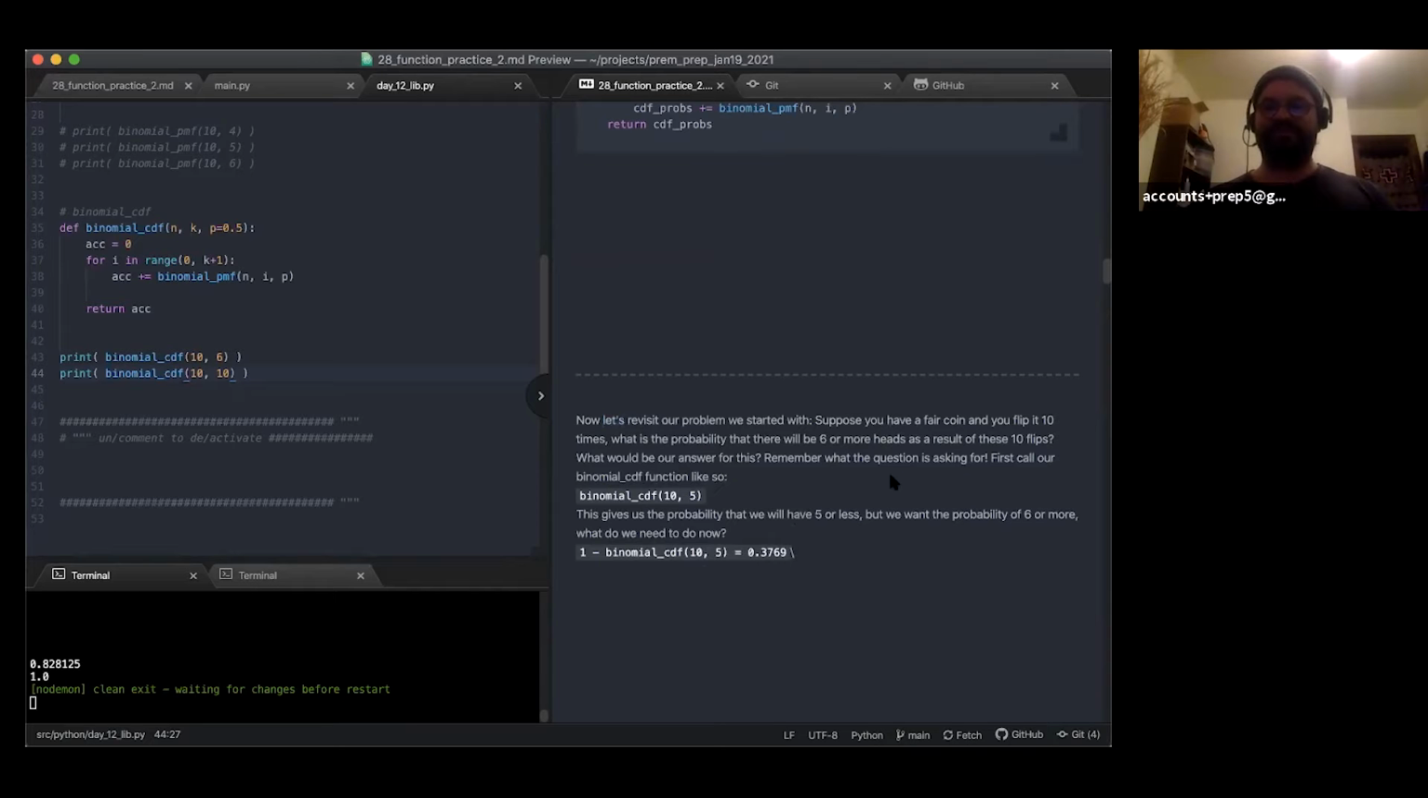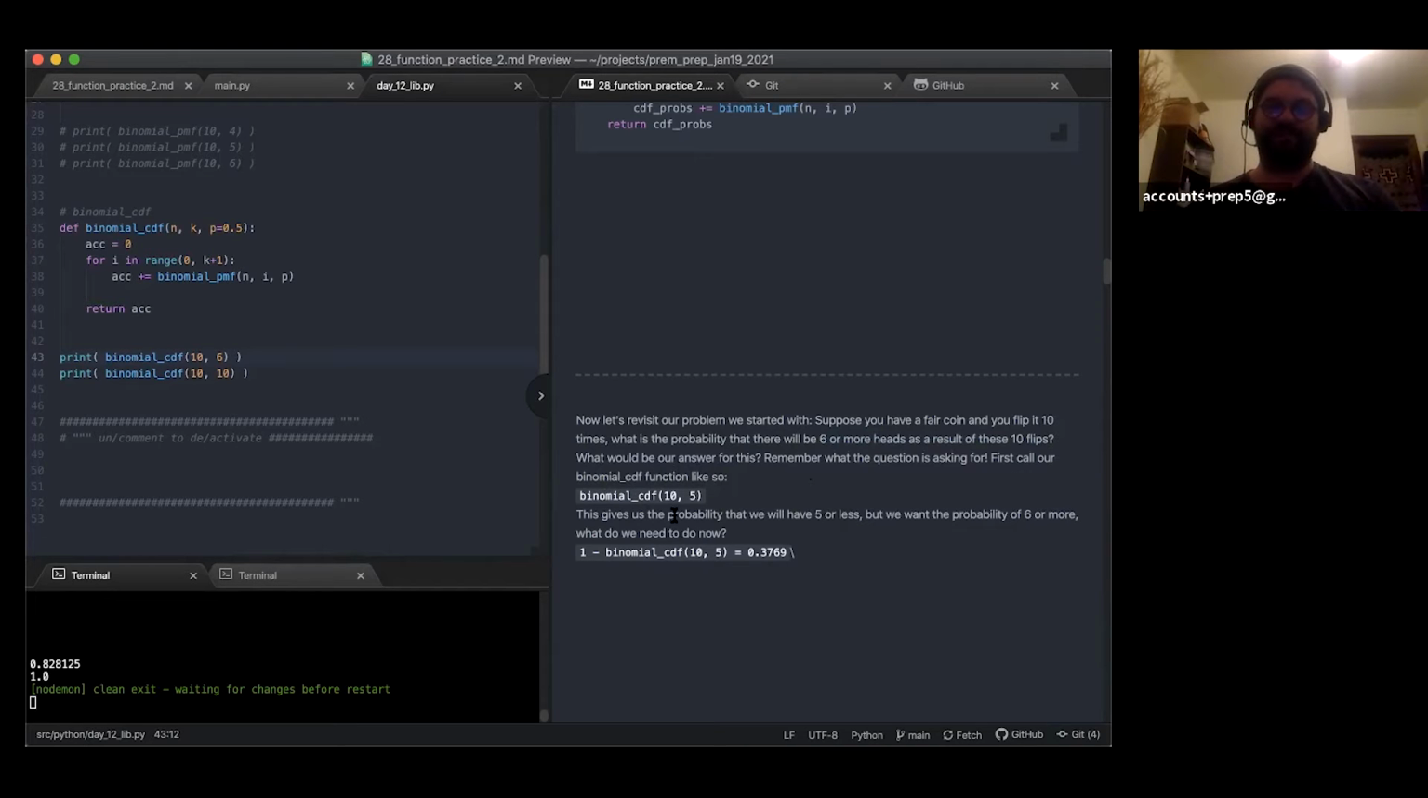Okay, so now let's revisit the problem we started with. Suppose you have a fair coin. I think I just did this one in my test here, right? Suppose you have a fair coin and you flip it 10 times. What's the probability that there will be 6 or more heads as a result of those 10 flips? Oh, excuse me, 6 or more heads. What would be our answer for this? Remember what the question is asking for.